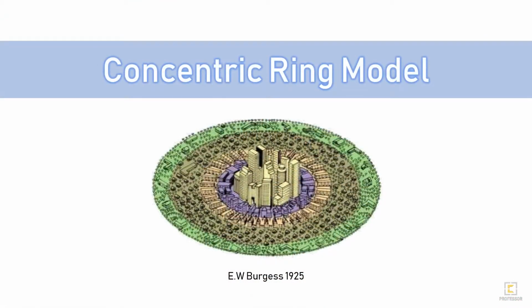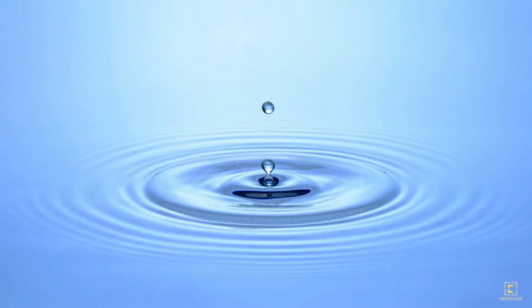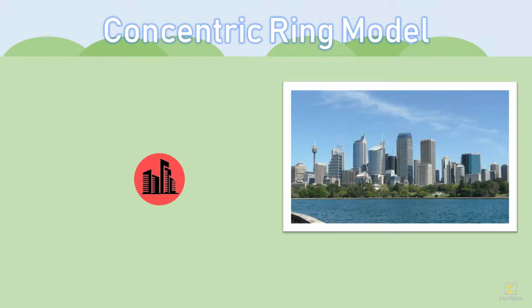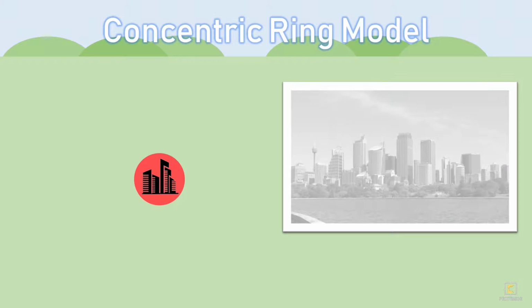We will start with the most common model, the concentric ring model, created by E. W. Burgess in 1925. This model looks somewhat like an expanding water ripple. Imagine when a droplet hits the water. At that point of impact is the center of the city, or as many of us call it, the CBD. The CBD is the center for jobs and employment, the place most of us would travel to work each day.